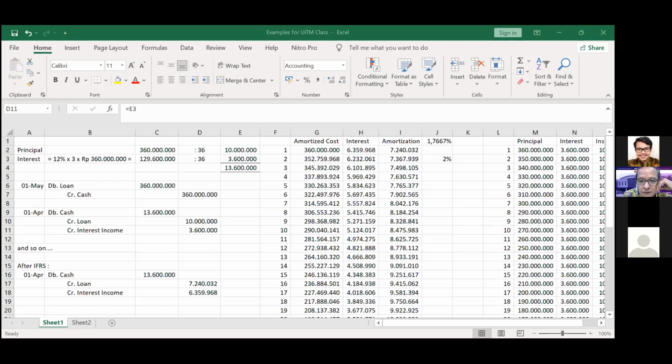Before this, the journal entry is only this: debit loan, credit cash. But since the 1st of January 2020, the journal entry is added by this: debit loan losses, credit provision for loan losses. Where does it come from?